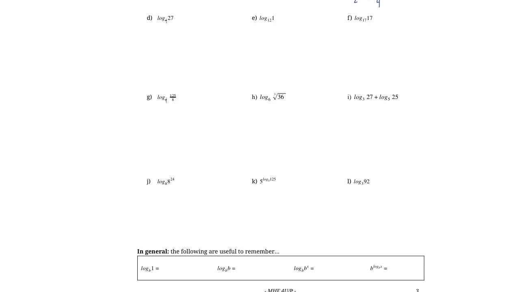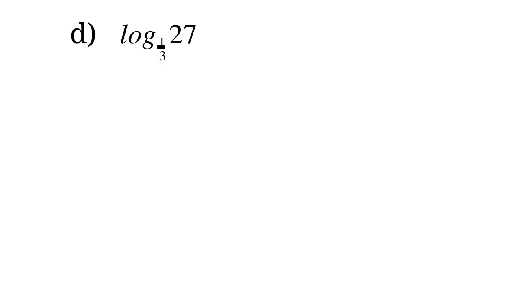Starting with D. D is basically saying what power of 1/3. So actually, let me just write this out in exponential form. 1/3 to the power of x is going to give us 27. And I'm going to put that in brackets because both the numerator and the denominator are to the power of x, right? 1/3 is the base.